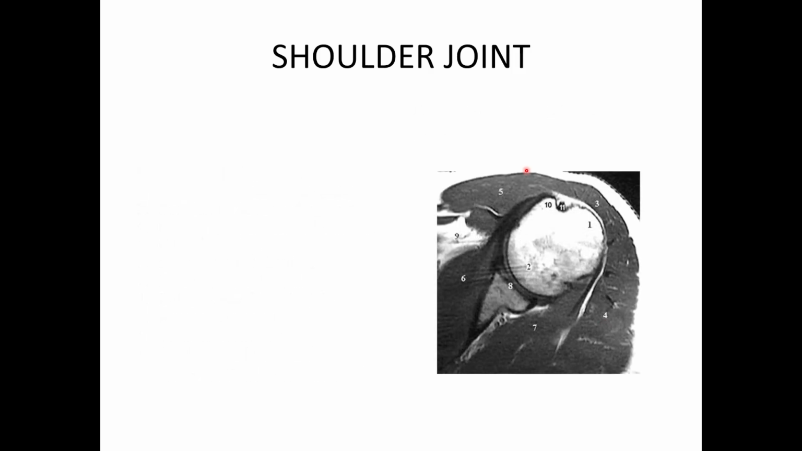Another shoulder joint, the view is axial. 1 we have the greater tubercle of the humerus. 2 we have the head of the humerus. 3 we have the middle fibers of deltoid muscle. 4 the posterior fibers of deltoid muscle, and 5 the anterior fibers of deltoid muscle.